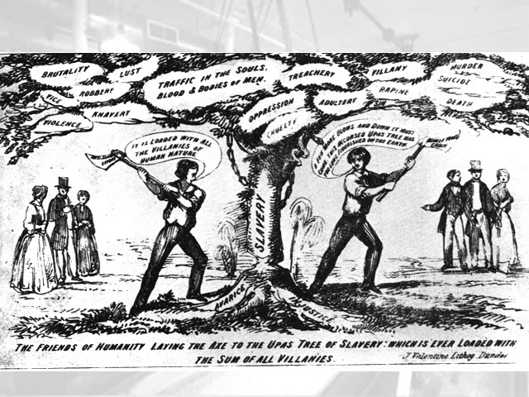Here's a political cartoon with the Friends of Humanity laying the axe to the tree of slavery, which is ever loaded with the sum of all villainies. So the tree of slavery has all these other sinful acts, and the idea is slavery was the most sinful of all the sins. So if they can get that down, maybe it will bring down these other sins with it.